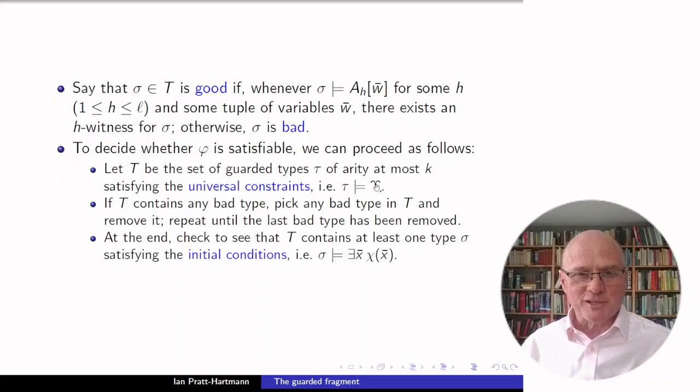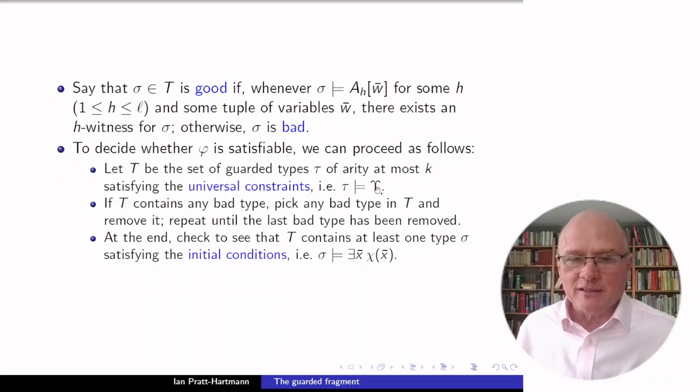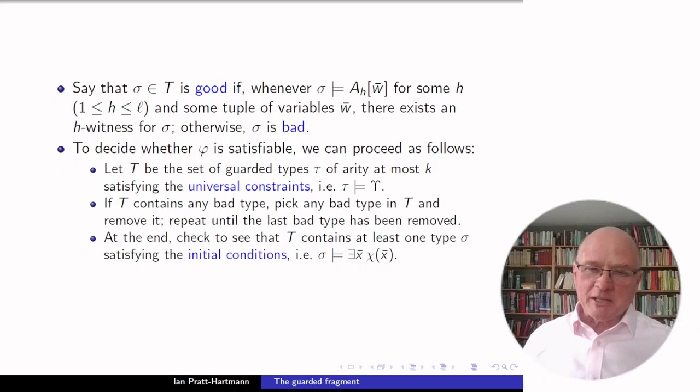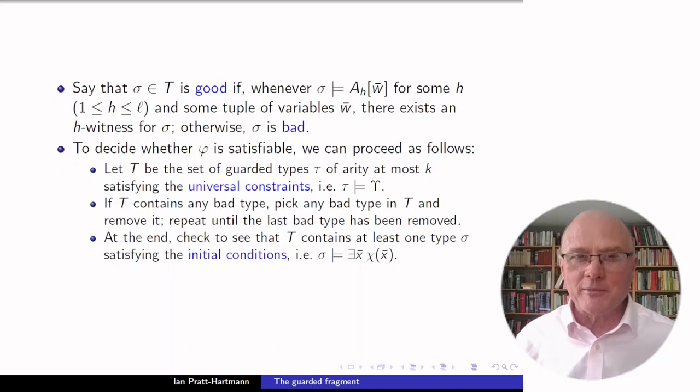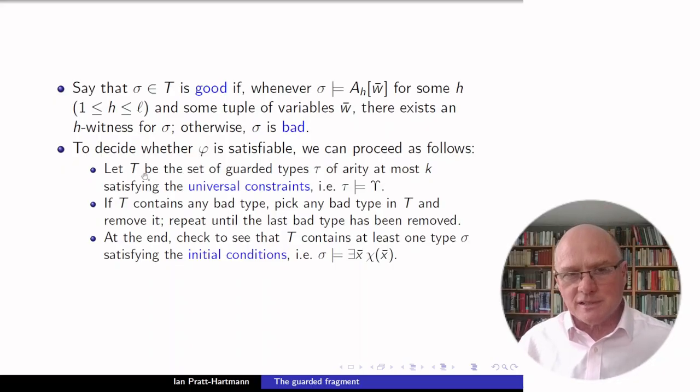Remember, the universal constraints, which I'm abbreviating by epsilon, come from our original formula. It doesn't really matter what they are. There's only finitely many types of the relevant arity at most k. So we just list them. You can check whether they satisfy the universal requirements or not, and so you can compute the set T.